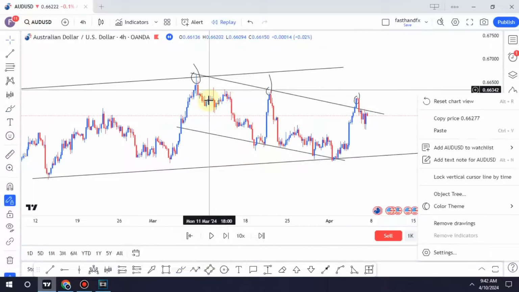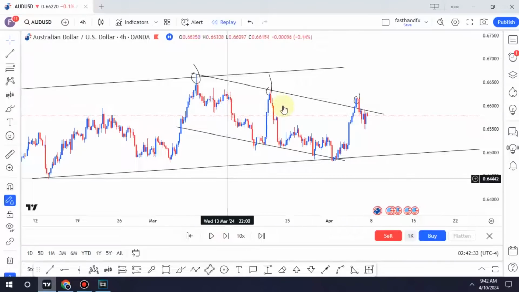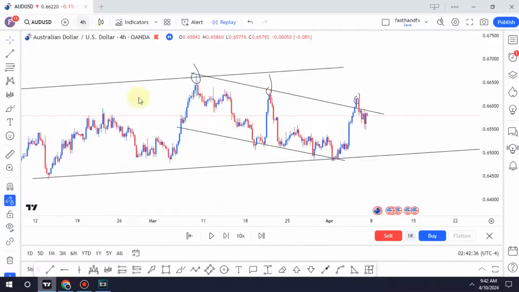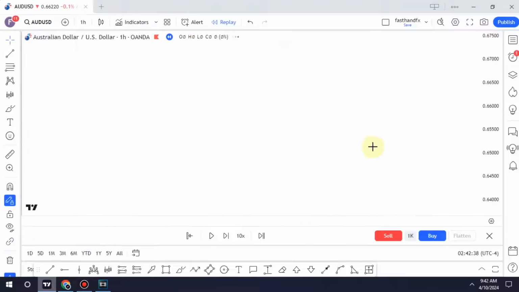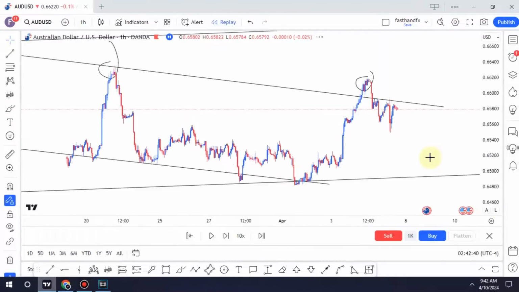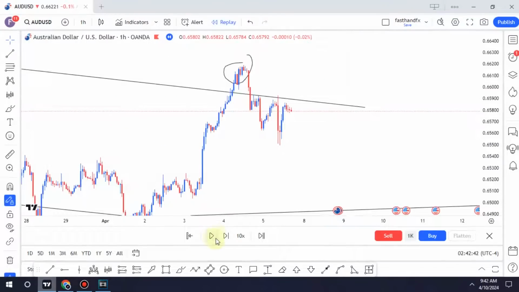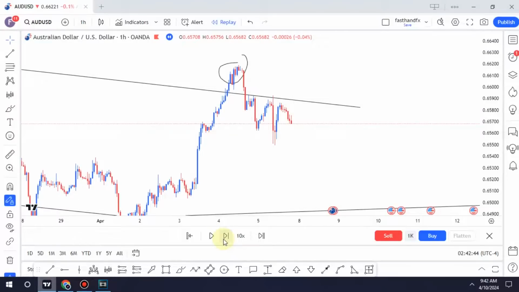But guys, I keep on saying you need to understand how price is approaching support or resistance. So let me take you to the 1 hour. Now when we go to the H1, this is where the market was.